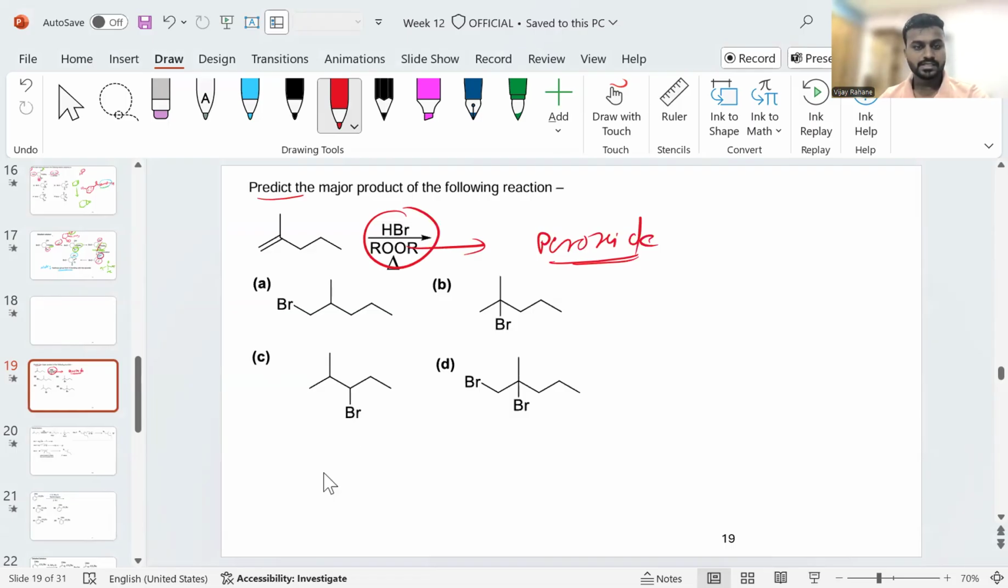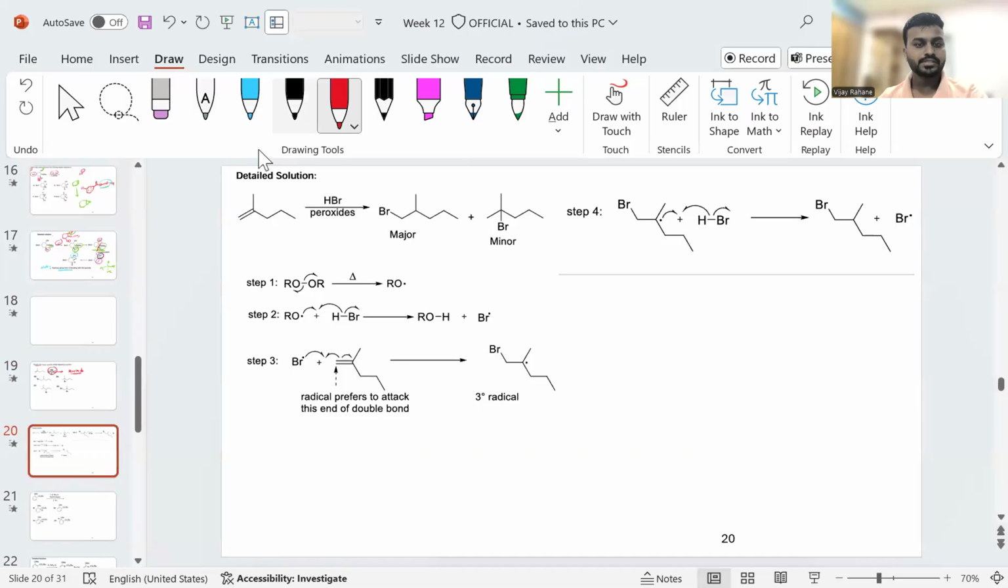I think we should look at the detailed mechanism for this one. When you add the peroxide, we know how HBr addition across the double bond normally takes place. But in the presence of the peroxide, we get the anti-Markovnikov addition product. Why is this? Because it goes via a radical pathway, and the peroxide breaks down in this fashion. Peroxide is ROOR, and this gets cleaved homolytically, giving the OR radical.